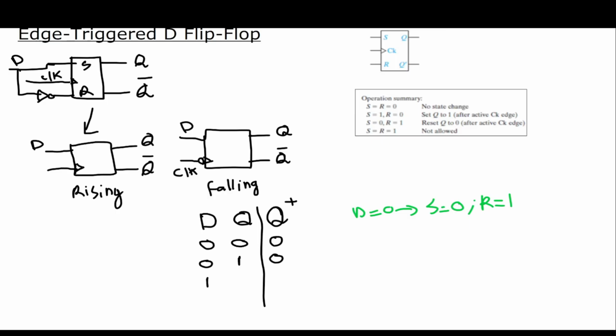Now let's see when D is 1 and the current state is 0. So D is 1, that means S is 1, and R will be the inverse of 1, which is 0. So let's write it here. When D is 1, that means S is 1 and R is 0. So let's look in the truth table for the SR flip-flop. When S is 1 and R is 0, we're looking in this second row here. So we set the Q to 1, which means the next state will be 1. And similarly, when D is 1 and the current state is 1, we still set the next state to 1.